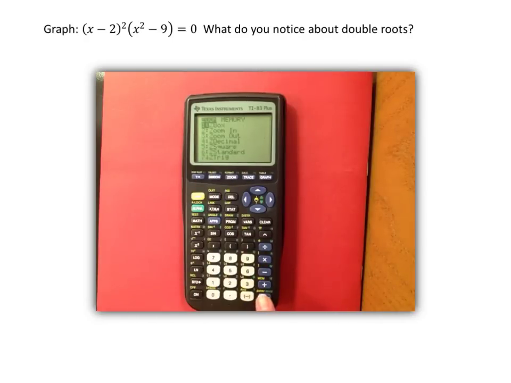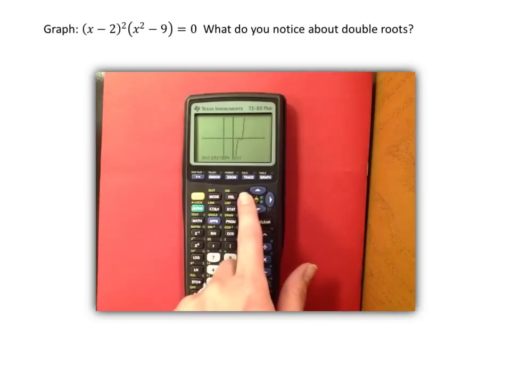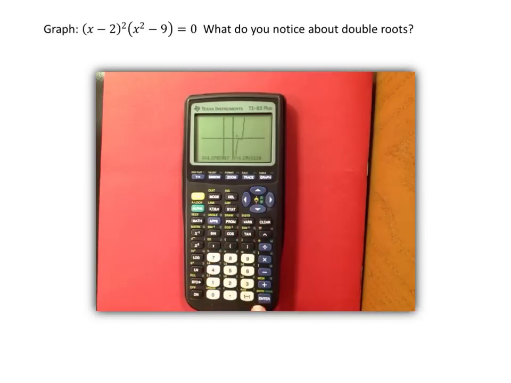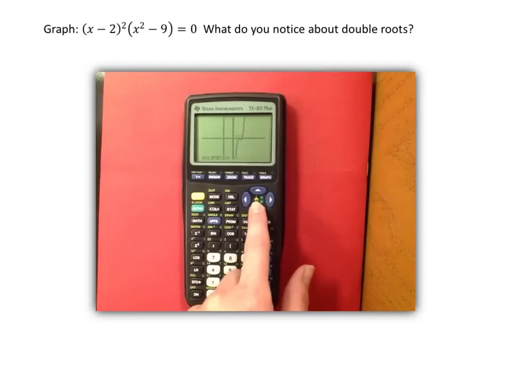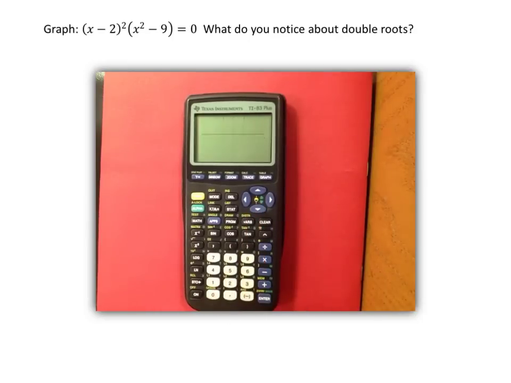Now I'm going to zoom in a little bit. I'm actually going to do what's called a zoom box, which means I'm going to draw a box around what I want to see a little bit closer. Hit enter, and then you draw a box. That was our 0 at 2. That was our double root.